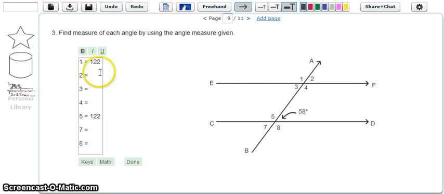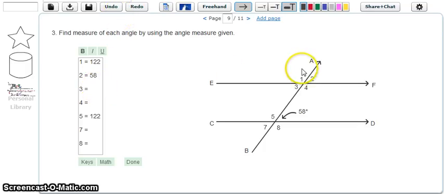Next, we'll go with another linear pair, and because 1 is a linear pair with 2, we know that to figure out 2, you have to take 180 minus angle 1, which is 122 degrees, which will equal angle 2, and that also equals 58.